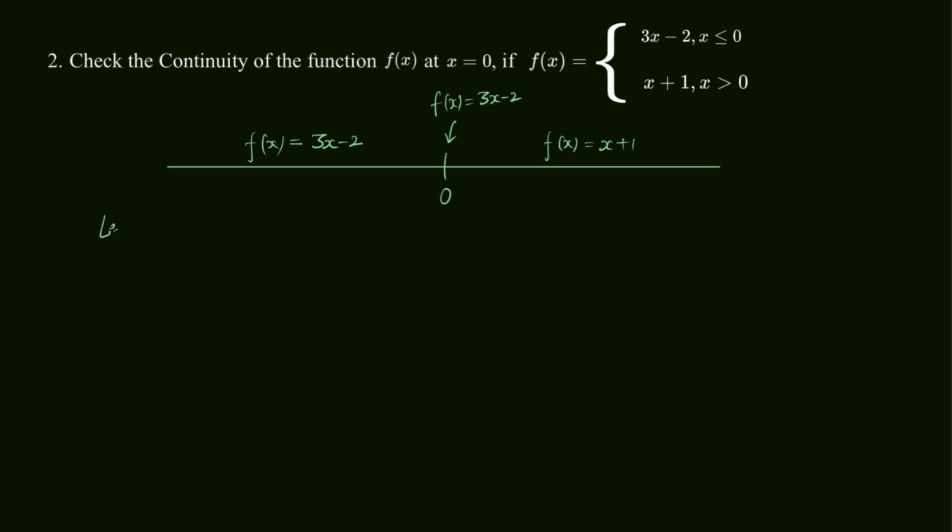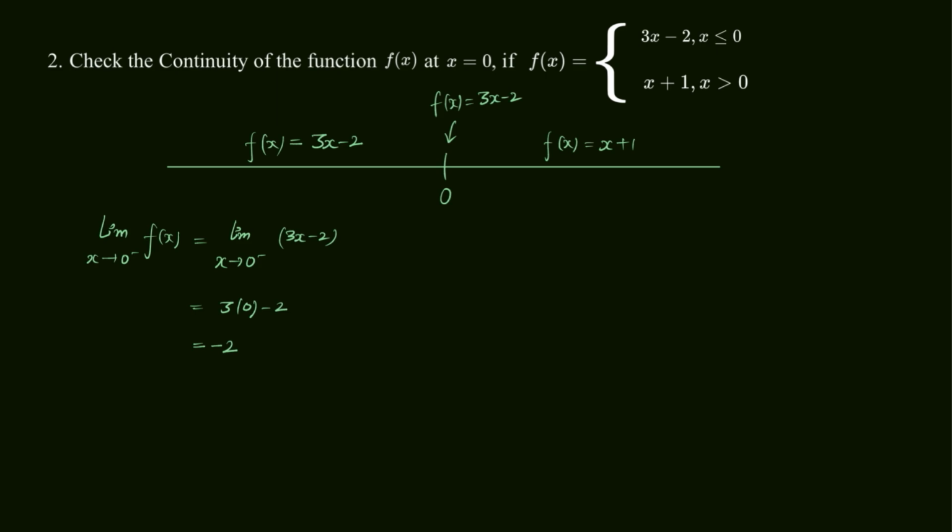So here left hand limit, that is limit x tends to 0 minus f(x), will be equal to limit x tends to 0 minus, the value of f(x) I'll be writing will be 3x minus 2, since we are approaching 0 from the left hand side and the function is 3x minus 2 this time. So now let us put the value of x as 0, then it will be 3 times 0 minus 2. So this is equal to minus 2. So my left hand limit is minus 2.